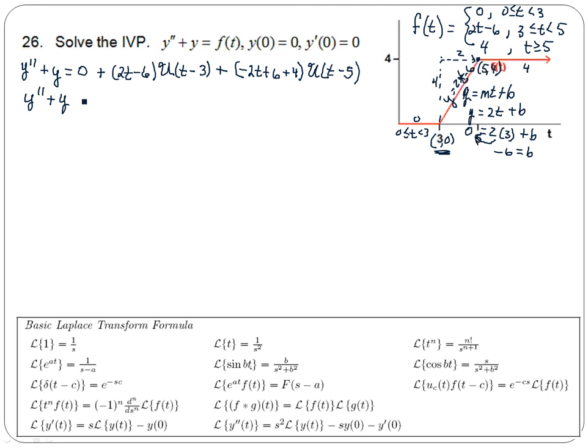I'm going to simplify this just a little bit. And notice that this 2t minus 6, you could factor out the 2 and that leaves you with a factor of t minus 3. So here I have a t minus 3 multiplied by my unit step function with that same shift, u of t minus 3. And here I've got negative 2t plus 10. If I factor out a negative 2, that'll leave me with a t minus 5. Notice that's multiplied by my unit step function with the same shift.